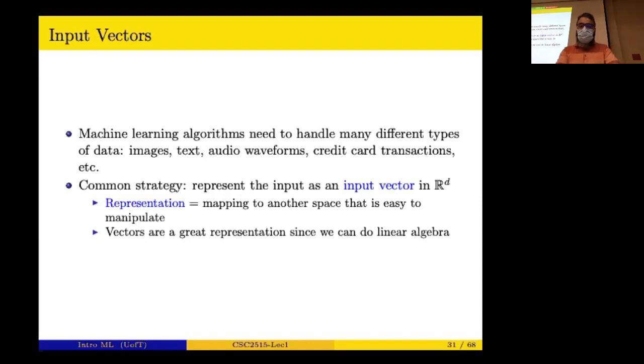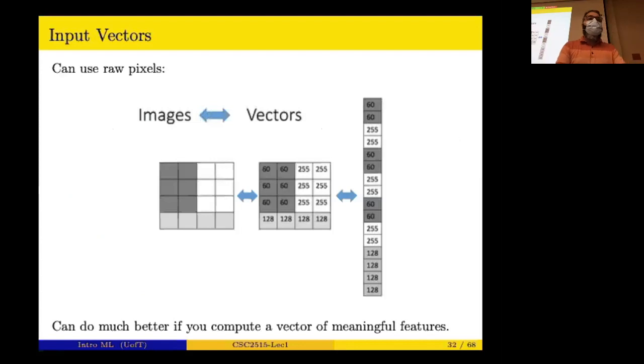There's a question here that asks, does D in R to the power of D mean the number of features? Yes, we can think of this as the dimension of the input, the number of features. So for example, if you have a 100 by 100 pixel grayscale image, we can define it as a 10,000-dimensional vector. So D would be 10,000.